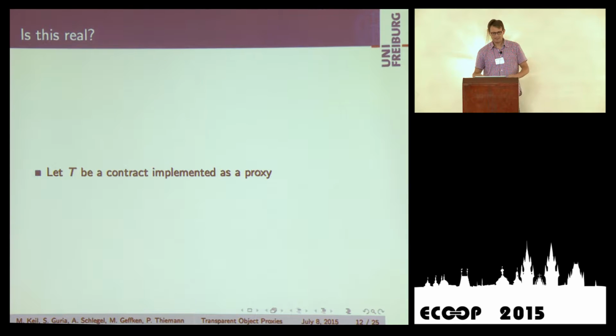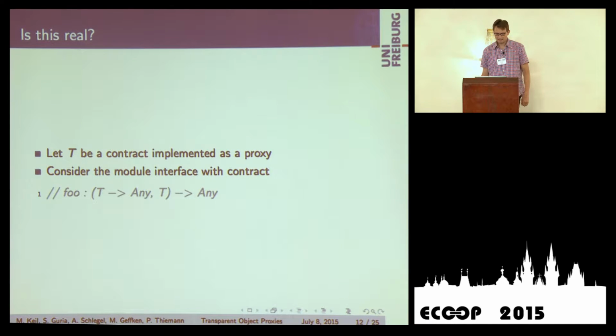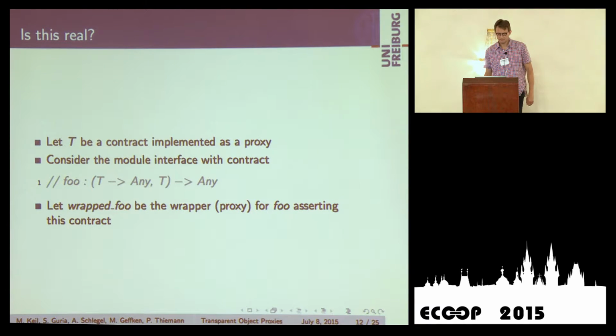So let's take some contract T that's implemented by a proxy. For example, Sumo demonstrated object contracts. These are perfect. They install a proxy on top of that. And now let's use the macro view that Sumo also used in the first talk. We consider a module interface which has just one exported function, foo, with a contract like this: T arrows any, and then T, and then it returns any. So it takes a function from T's to something and a suitable argument for this function.